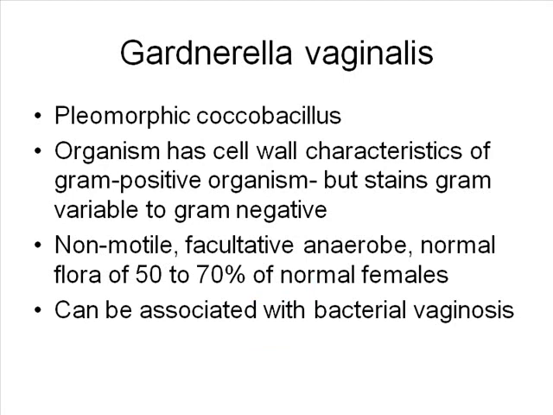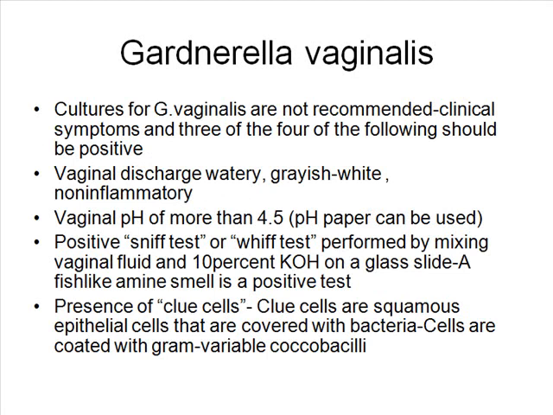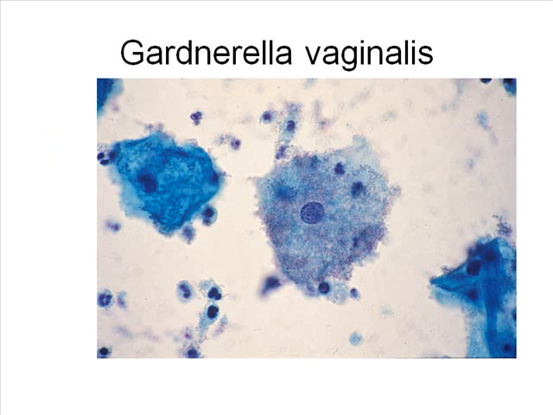Gardnerella vaginalis. Gardnerella vaginalis is associated with bacterial vaginosis. This organism will show those characteristic clue cells. All right, this is the one you can do the sniff test or the whiff test, where you'll get a fish-like odor with 10% KOH. And remember, the presence of clue cells can be a clue to Gardnerella vaginalis. So think of clue cells and gardens.